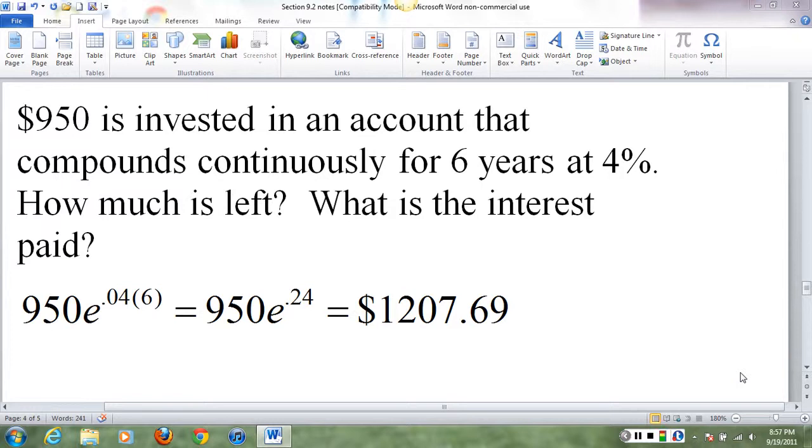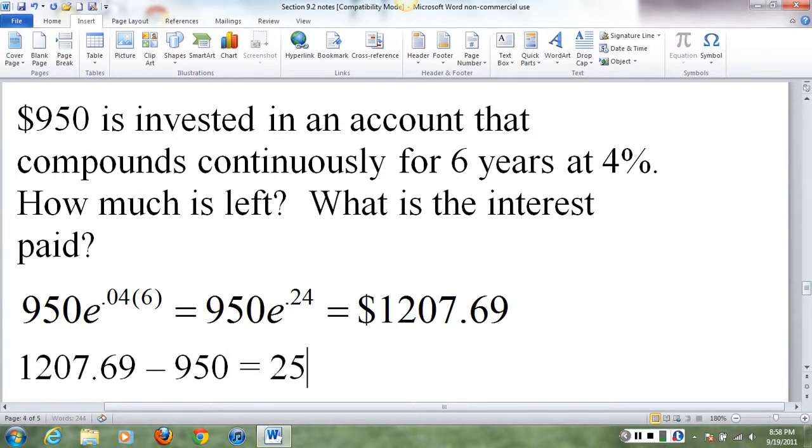And again, to calculate our interest paid, we subtract the original amount, the 950, from our total. And we'll get about 257 for the amount of interest paid.